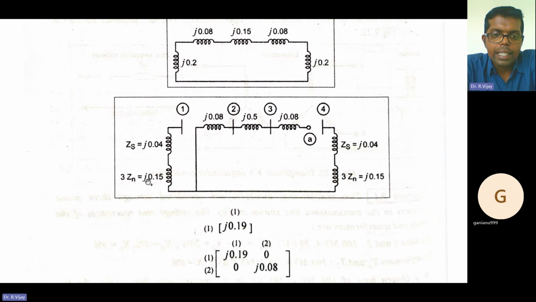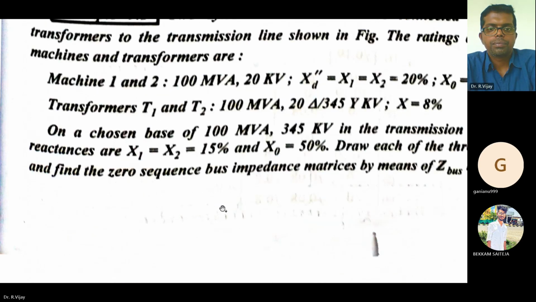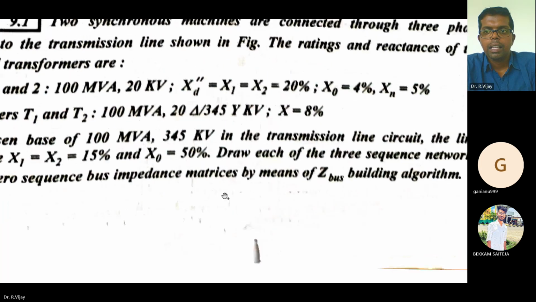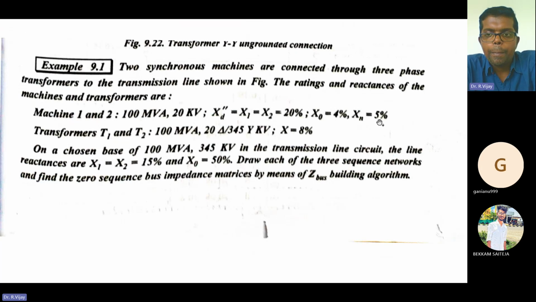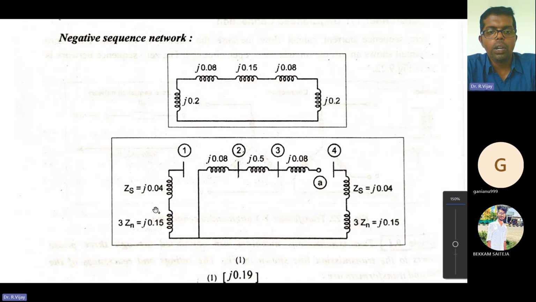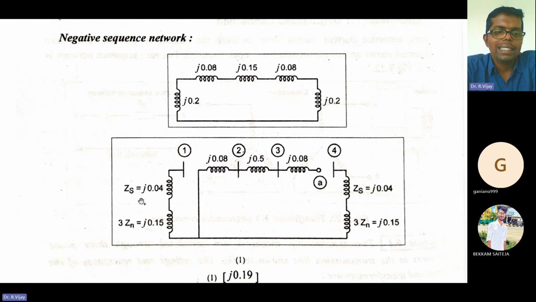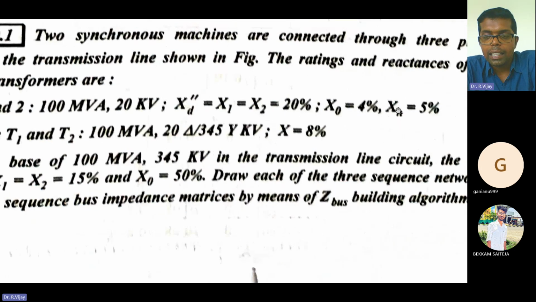So what is Zn? That is given in the problem. Zs, the sequence impedance, is also given in the problem. For the machines, X0 is equal to 4% and Xn is equal to 5%, given in the problem itself. So we are taking Zs equal to 4%, which is 4 divided by 100, that is 0.04. So sequence impedance equals J into 0.04. Xn, the sequence reactance at the neutral point, is also given in the problem as 5%.